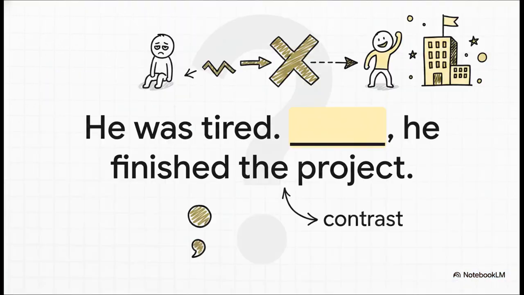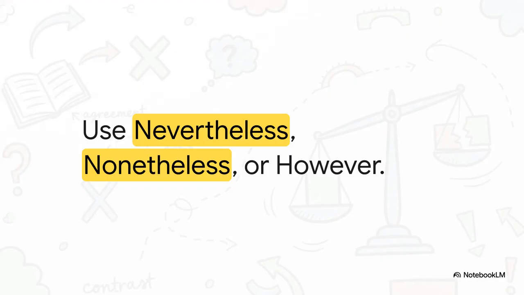Moving on. Question 3. He was tired, period, blank, comma, he finished the project. Notice the punctuation very carefully here. We're starting a brand new sentence to introduce a formal contrast. What is our best choice? Any of these formal sentence connectors work beautifully to elevate this to a professional level. He was tired, nevertheless, he finished the project.